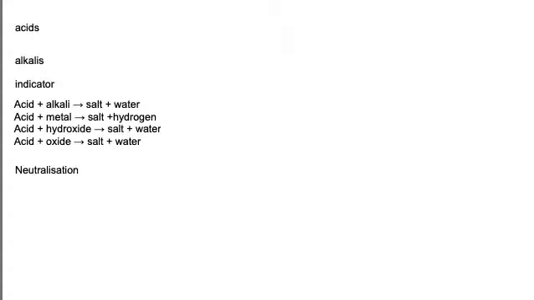The last one is when you've got an acid and a metal, which makes salt and hydrogen. For example, if we had nitric acid and magnesium metal, it would make magnesium nitrate and hydrogen gas. And you could test for the hydrogen gas because it would burn with a squeaky pop.